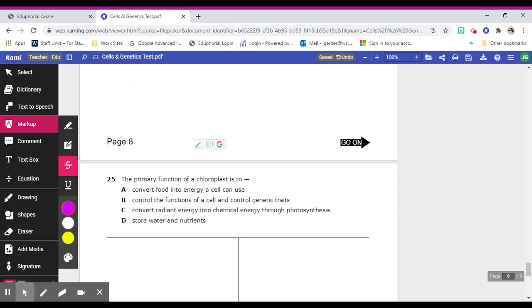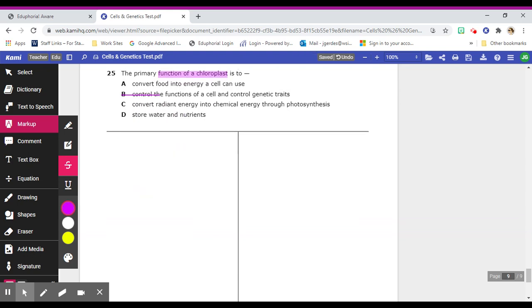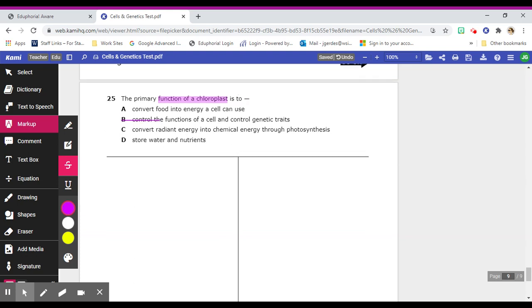And the last question, the primary function. What is the function of the chloroplast? Remember that nickname is the green kitchen. And it's just in the plants. Convert food into energy a cell can use. B, control the function of a cell and control genetic traits. I know it can't be that one. A, could possibly, I'm going to make sure, convert radiant energy into chemical energy through photosynthesis. And that's why it's called the green kitchen. So it has to be C. I'm so glad I kept reading and didn't go with the first one.